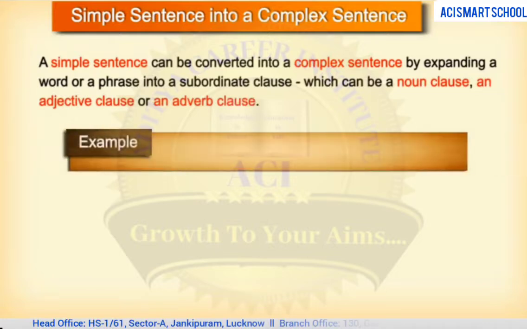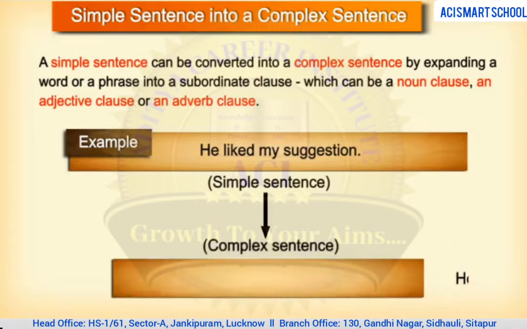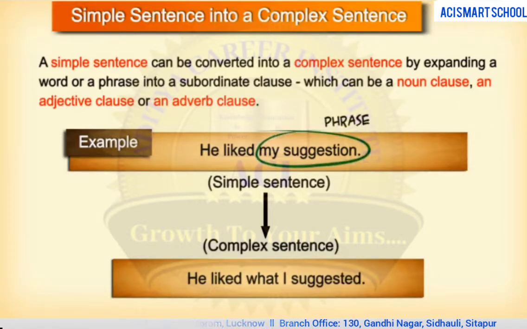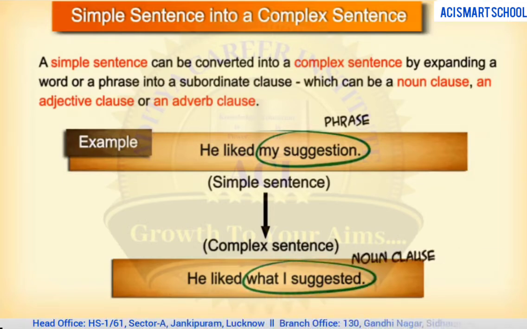Let us take some examples to understand. He liked my suggestion. This is a simple sentence. Its corresponding complex sentence will be, he liked what I suggested. Note, here we have expanded the phrase, my suggestion, into a subordinate clause, what I suggested, which is a noun clause.